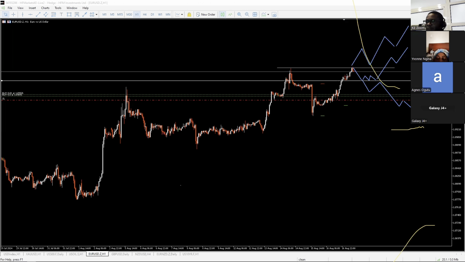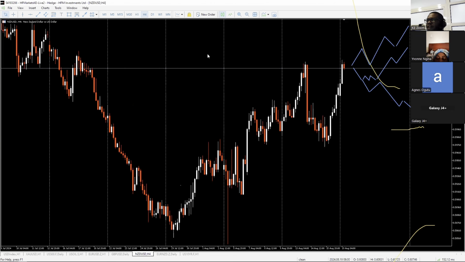But let me not forget to mention this. As of this morning, one of the currency pairs that are quite strong is the New Zealand dollar.